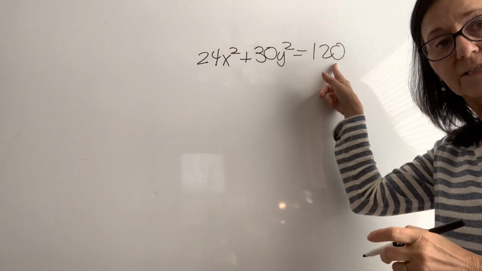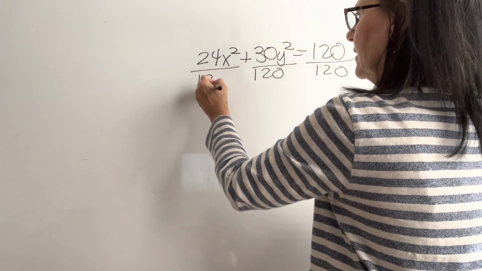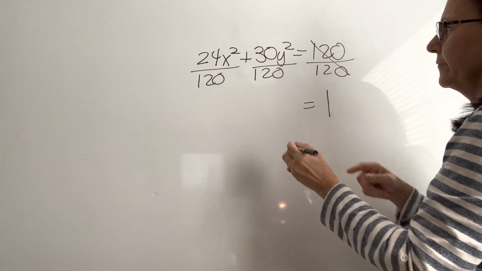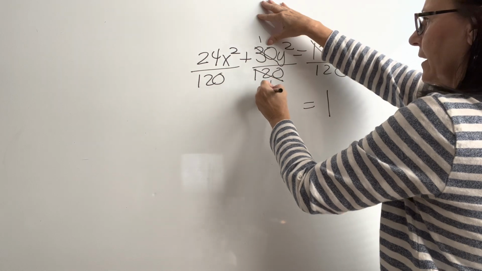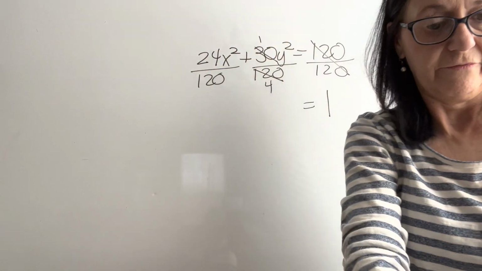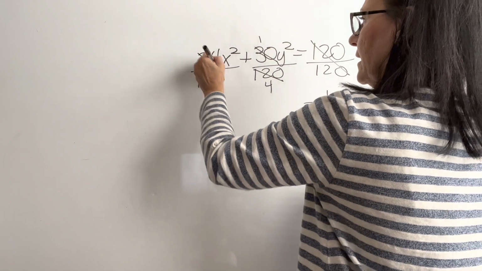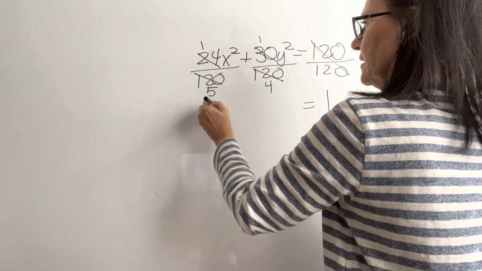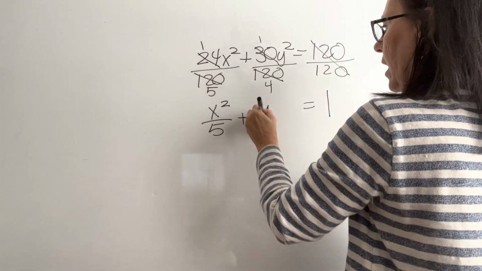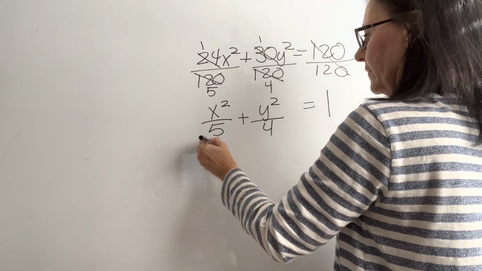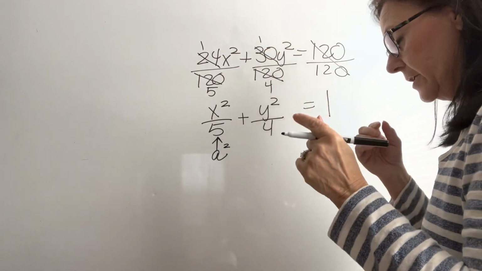All right, remember we need this set to 1. So you always divide by what that value is, and then you simplify. That becomes 1. When I simplify this, you always want the numerator to be 1 and the denominator, whatever it is. 24 goes into 120 5 times. That becomes 1, that becomes 5. So it's x squared over 5 plus y squared over 4. That's my a squared. Remember, the largest value for an ellipse is your a squared.